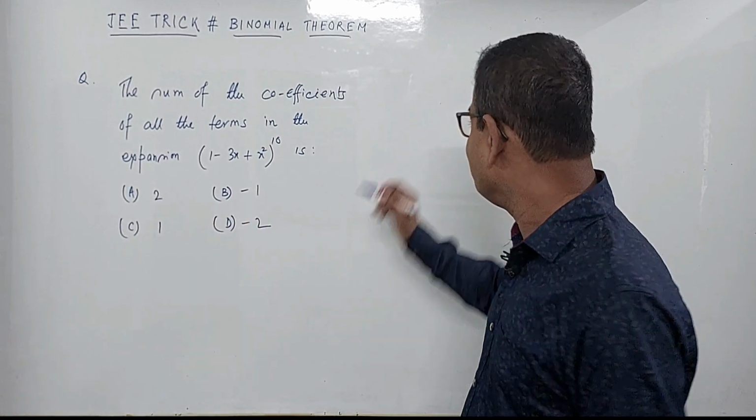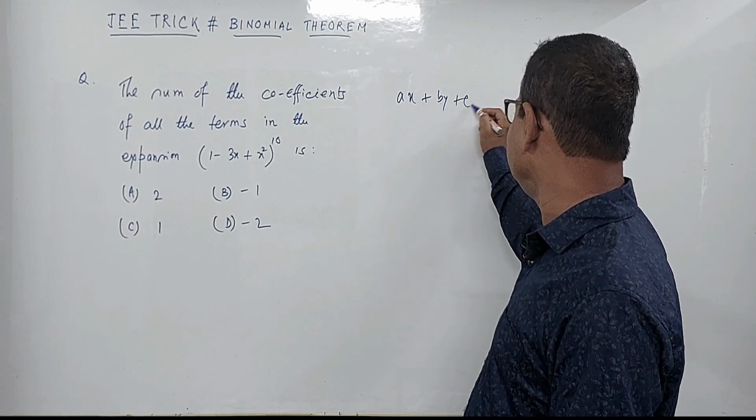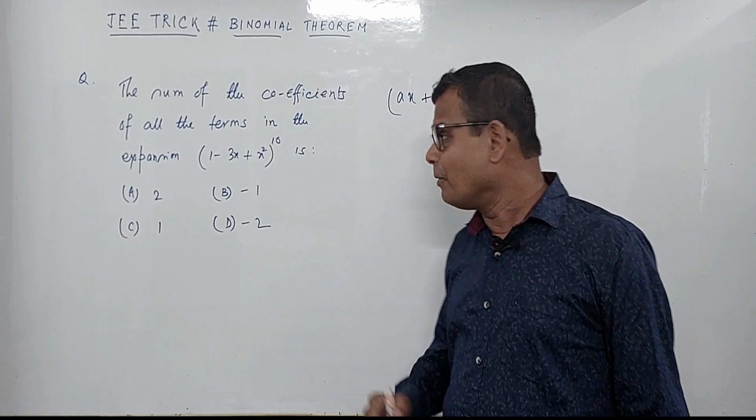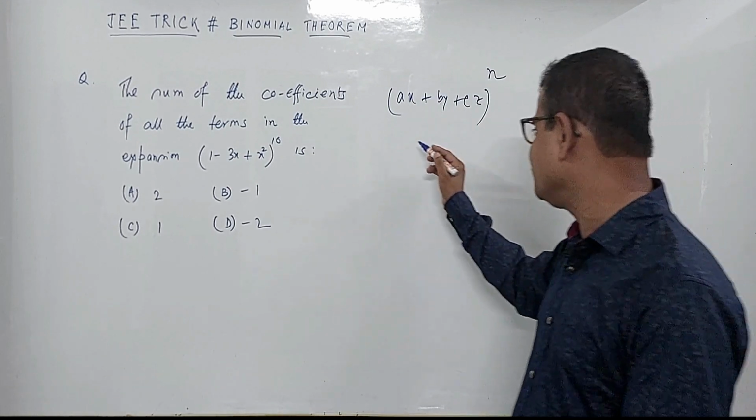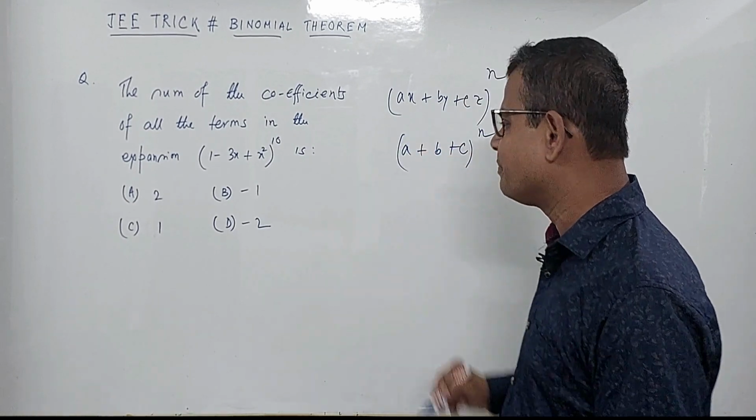The trick is, in the expansion (ax + by + cz)^n, the sum of coefficients of all the terms in this expansion is (a + b + c)^n.